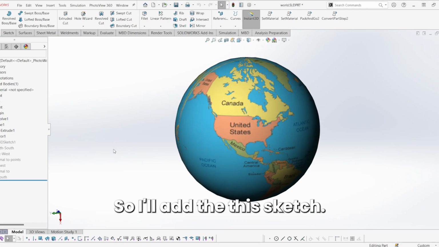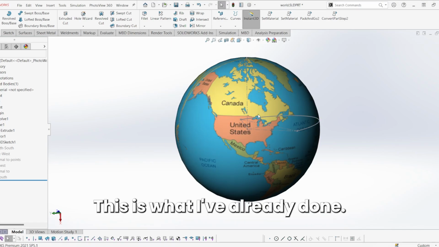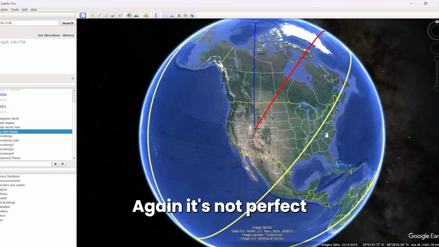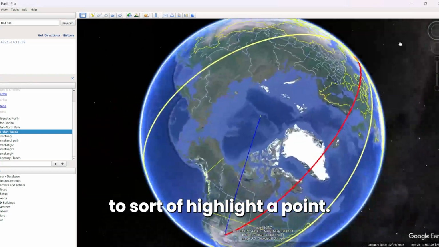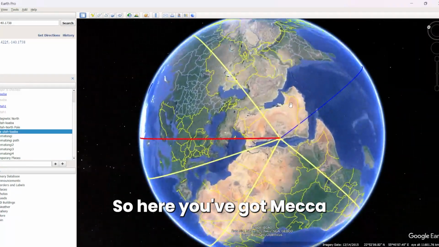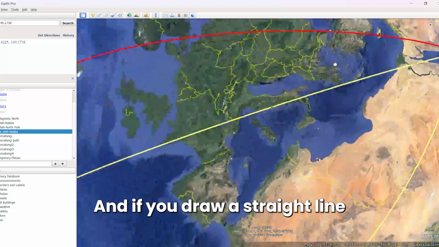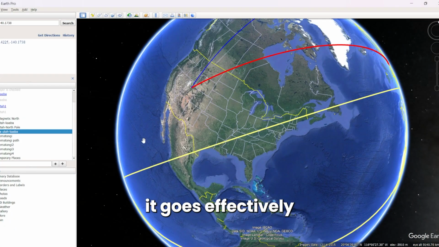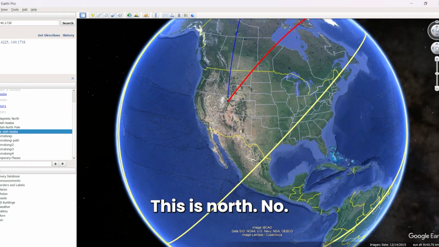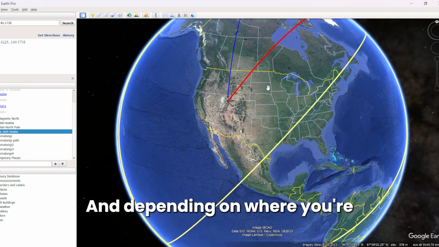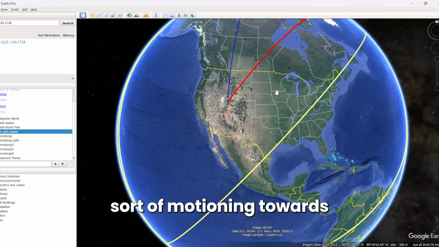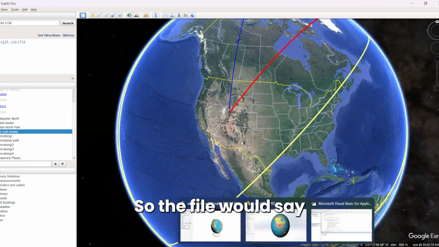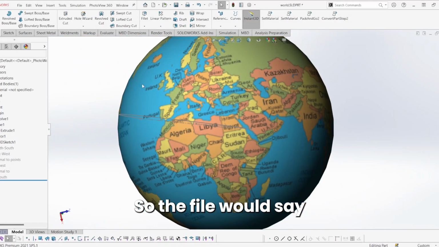So I'll add this sketch. This is what I've already done. So here is Mecca, somewhere there. Again, it's not perfect, but it's to sort of highlight a point. So here you've got Mecca, Kaaba specifically, and if you draw a straight line from the points in America, it goes effectively northeast, right? This is north now, and depending on where you're sort of notioning towards, you face effectively northeast. That's what Google is saying. So the file would say the same thing.